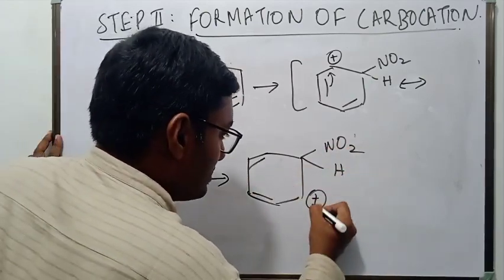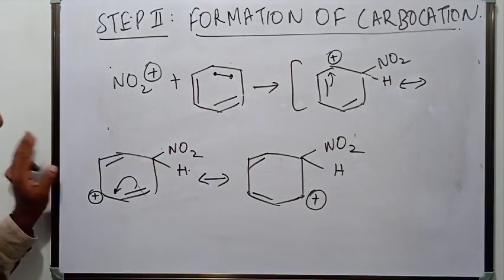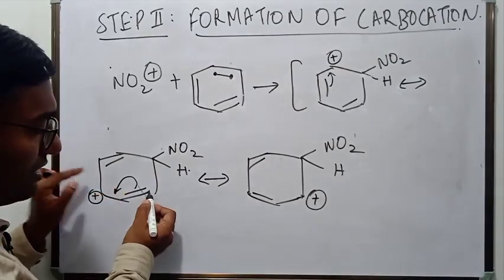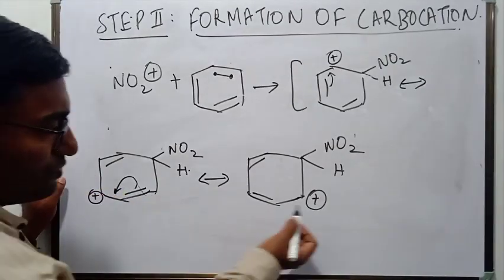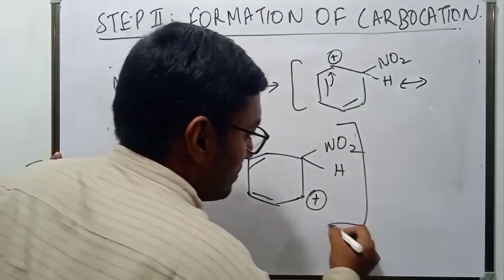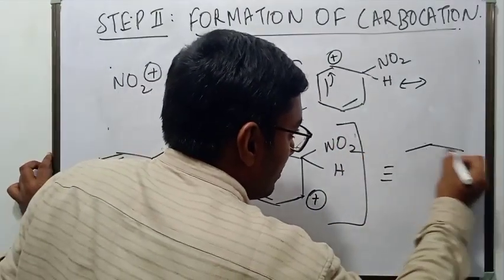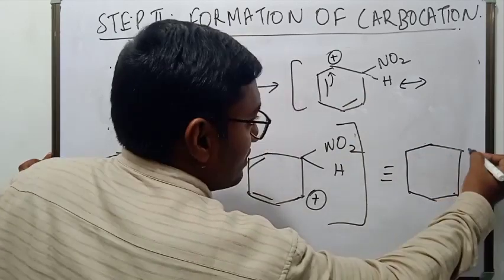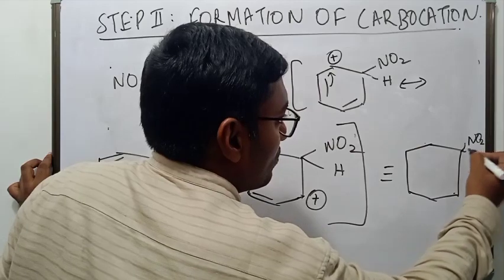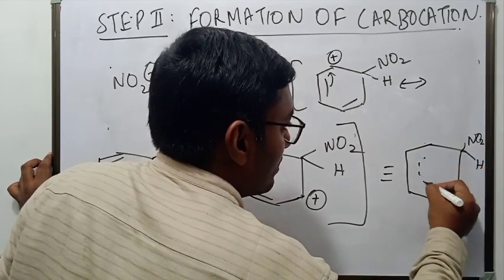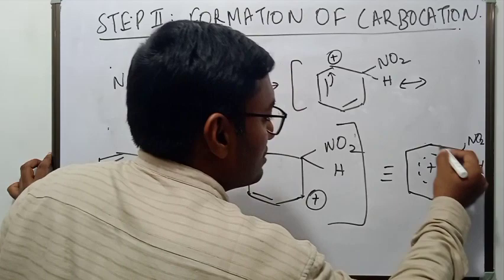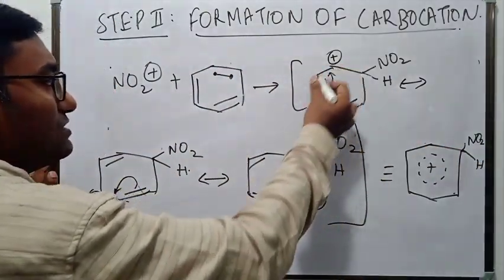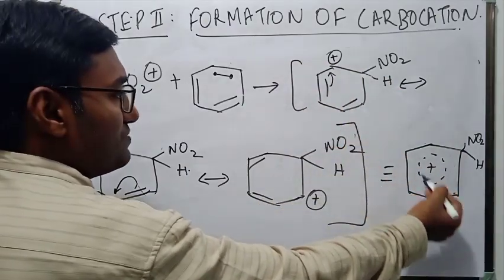Now we get this structure, right? So as you can see, earlier this carbon had a loss, this carbon doesn't, so the positive charge now rests on this. So you can represent these 3 structures as a single structure here, here NO2, here H, and you can write like this, and the positive sign is just rotating around the whole of the benzene nucleus, right? First it was here, then here, and then here. So the positive sign keeps on rotating here.